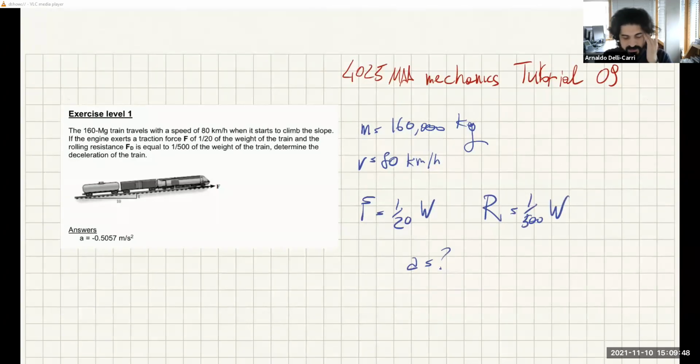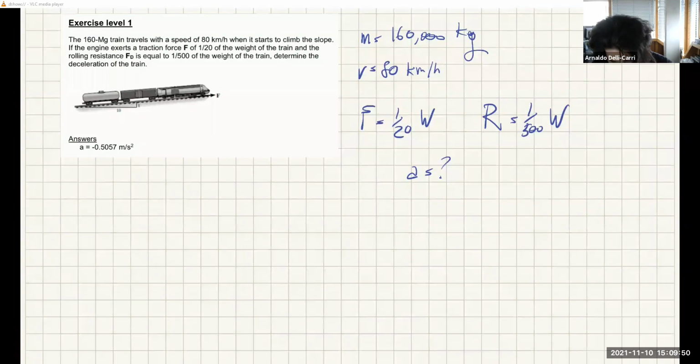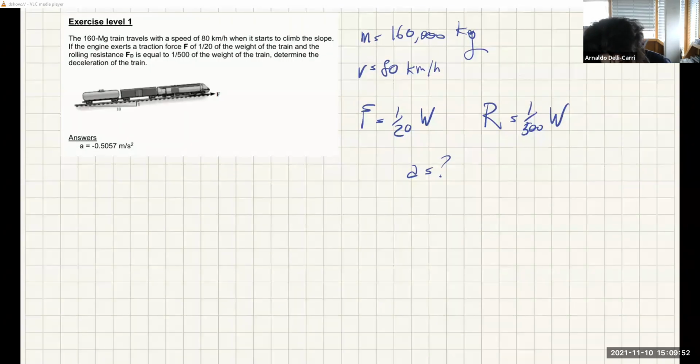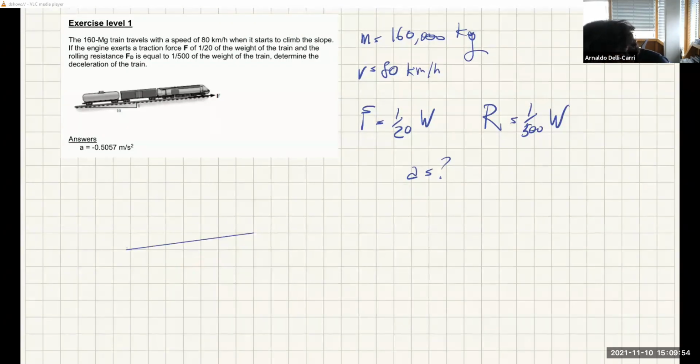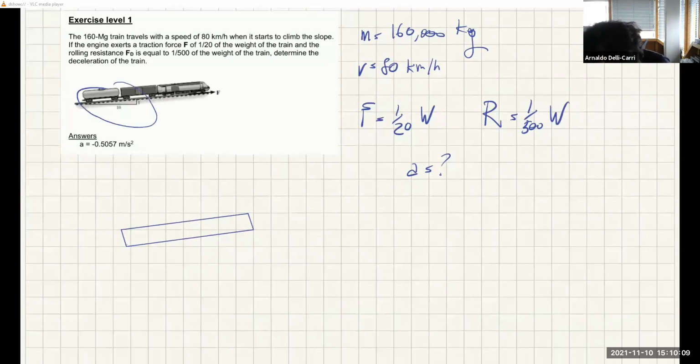So how do we approach this? Of course, it's always the case of doing a free body diagram. So let's say that the train is this one, more or less. We also know that the rise over run is 1/10. So we know this angle. How much is this angle?